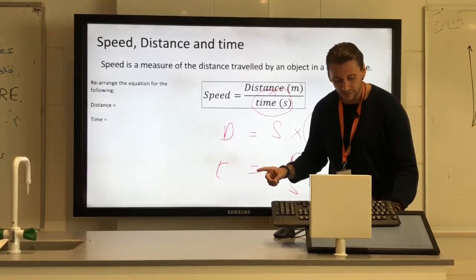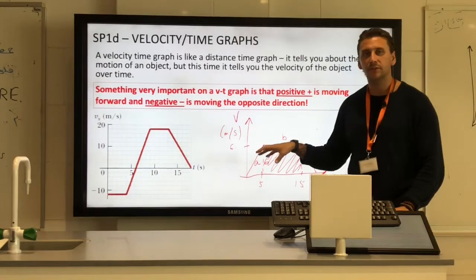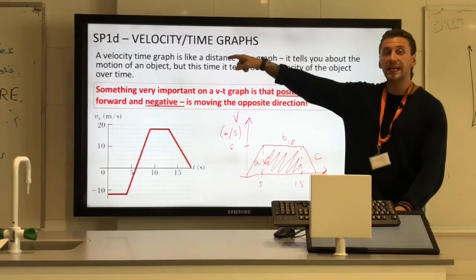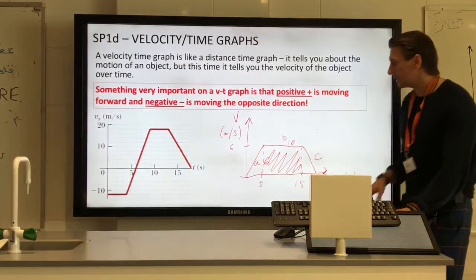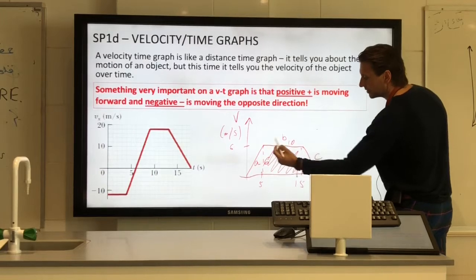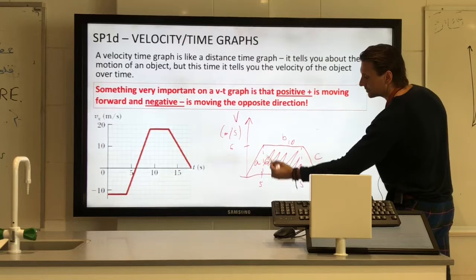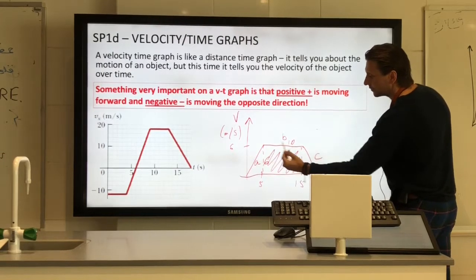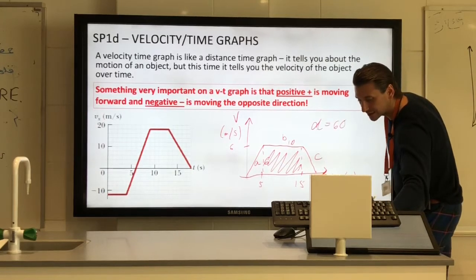So if I want to find the distance traveled by this car or by an object from the velocity time graph, all I have to do is find the area underneath the line. So in this case, the distance traveled by this object from 5 seconds to 15 seconds at a speed of 6. The height of this rectangle is 6. The length of the rectangle is 10 seconds. 10 times 6 is 60. Therefore, the distance equals 60 meters.